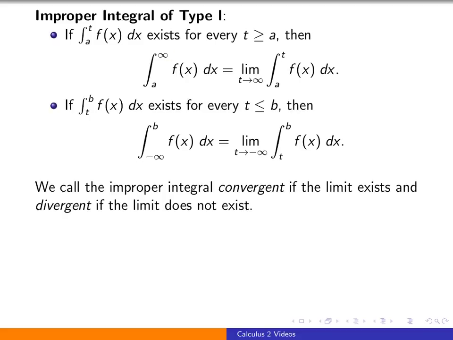So if it's a to infinity, we think of the definite integral from a to t, which is something we can evaluate with the fundamental theorem of calculus, and then we take a limit as t goes to infinity. Similarly here, for the case when we're going from minus infinity to b. If the limit exists, we call the improper integral convergent. If the limit does not exist, we say the improper integral diverges.